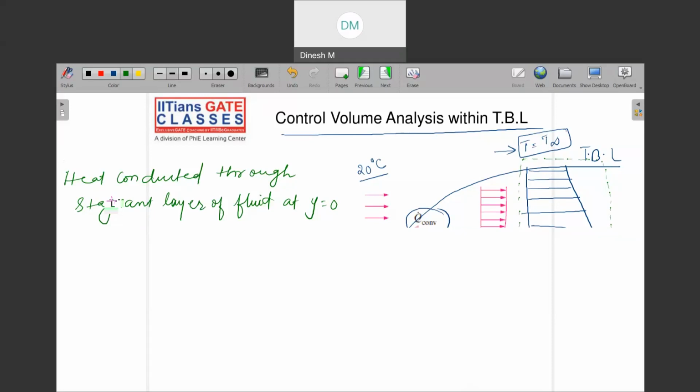So what is happening here is, on the flow over flat plates, you try to find out what is the temperature distribution. So your temperature distribution is (T minus TW) divided by (T infinity minus TW).